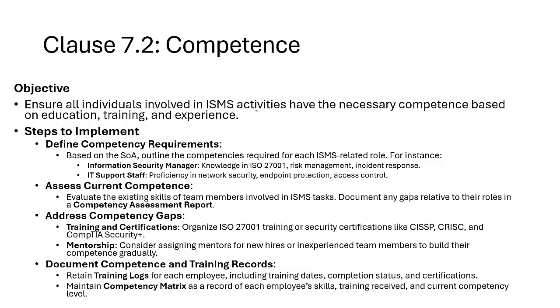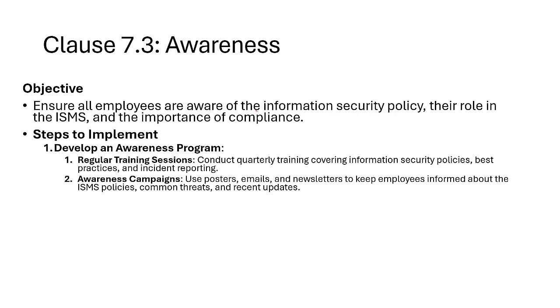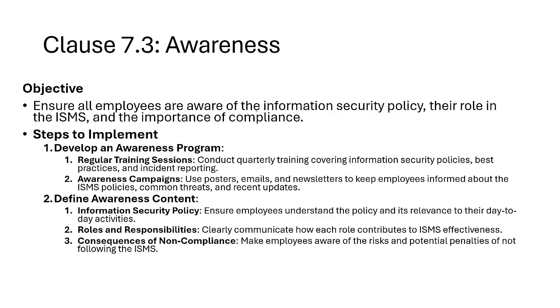Now the next is 7.3, awareness. You need to ensure employees are aware of the information security policy, because I'm assuming you have implemented clause 6, you implement all the controls. Now the question is, you need to convey to people, boss, we have an ISMS. So you have to develop the awareness program where you have to regulate training sessions, awareness campaigns, policies, content, compliance, all those things need to be updated in that.